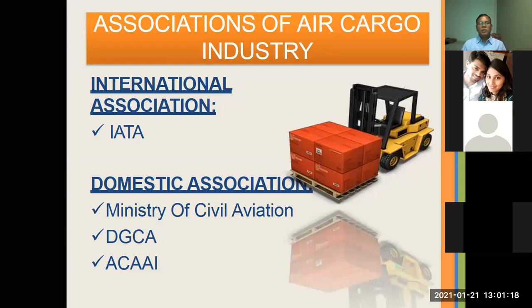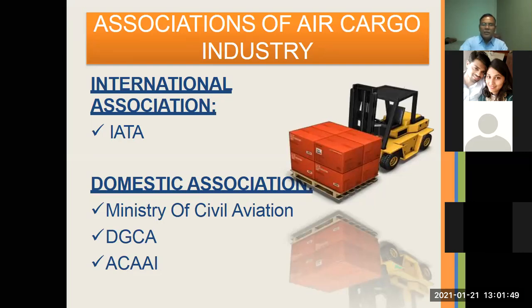Similarly, at the domestic level, there is the Ministry of Civil Aviation, DGCA, and ACAI. A separate agency has been formed. This joint venture has now been separated from the Airports Authority of India, and in India all cargo at airports is managed by a special agency of the Airports Authority of India, that is the joint venture AI Class, which is looking after the entire chain of cargo in India.